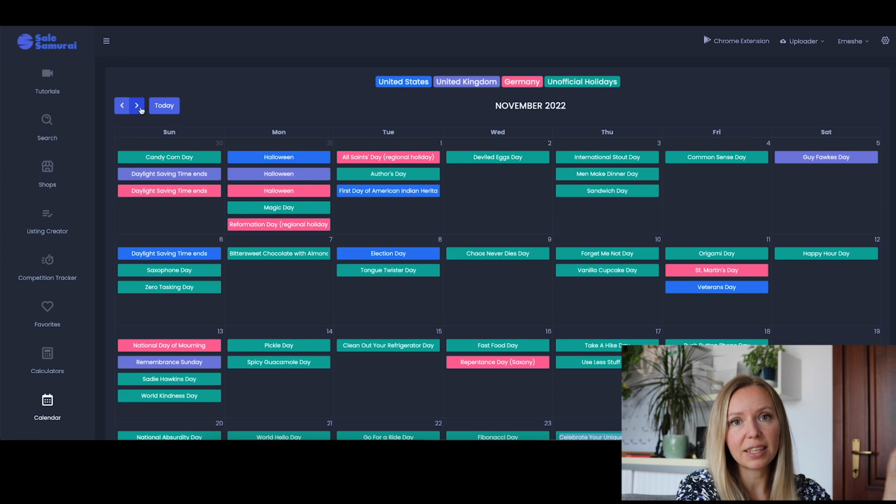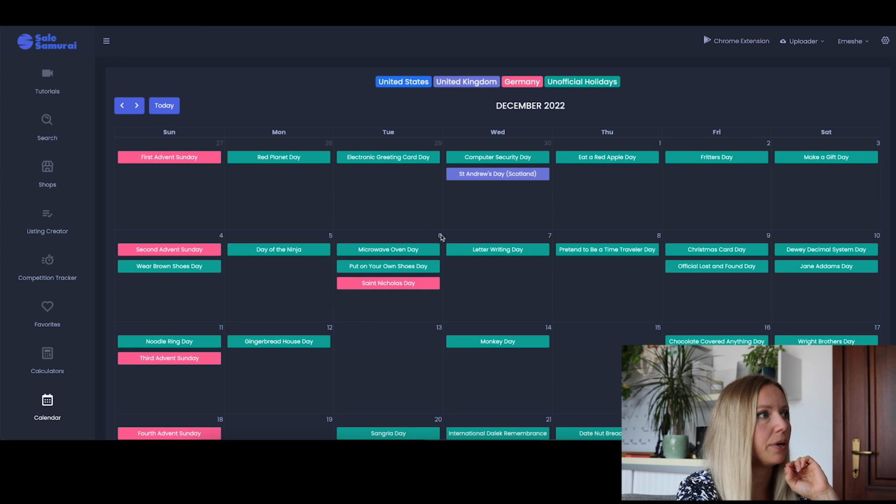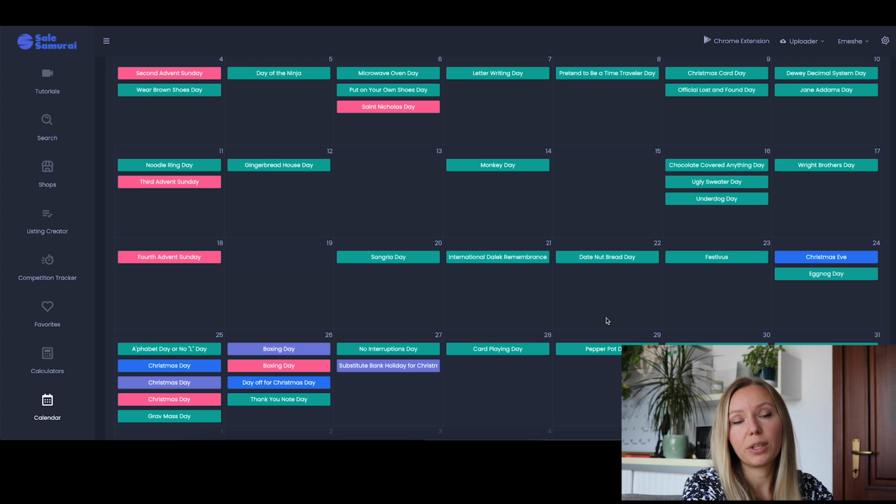And last but not least, let's take a look at December. And of course we all know there is Christmas and New Year's Eve. I would focus at the moment on Halloween and Thanksgiving items, but starting September, beginning of October, I would heavily focus on Christmas items. So these would be the major themes that will be popular in the upcoming months.